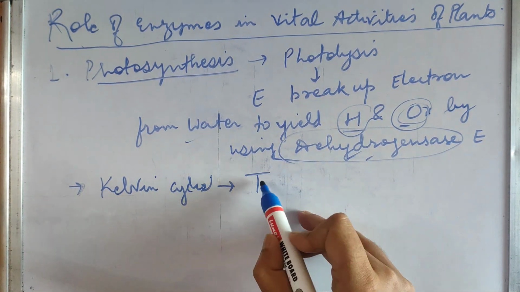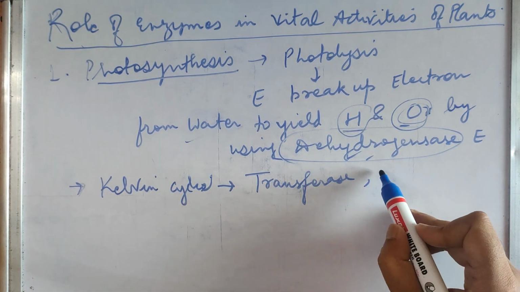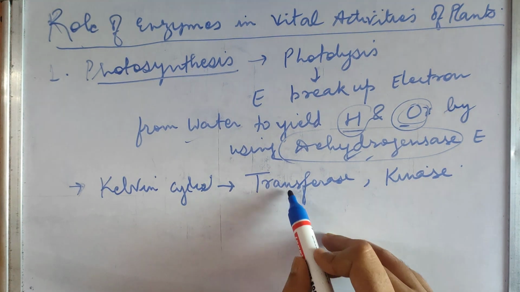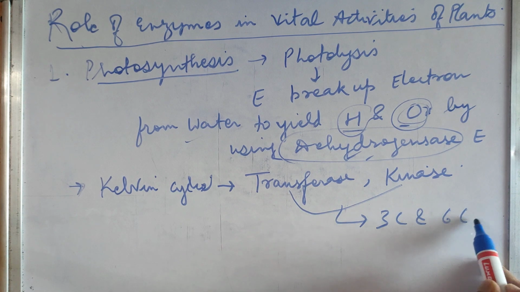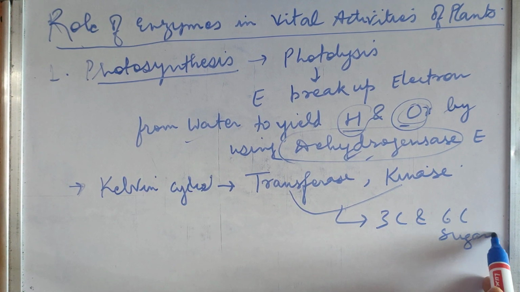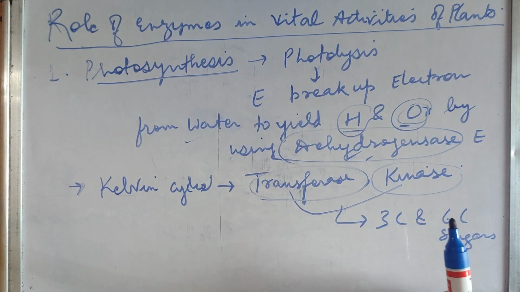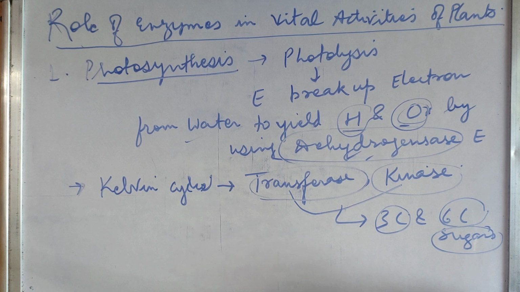In the Calvin cycle, enzymes like transferase and kinase assist in chemical reactions. These two assist in producing 3 carbon and 6 carbon sugars.